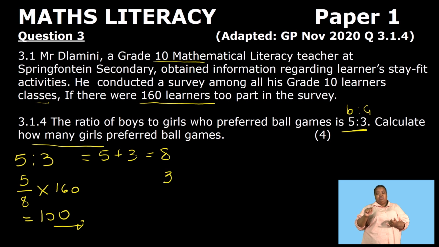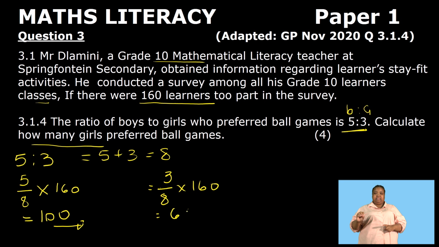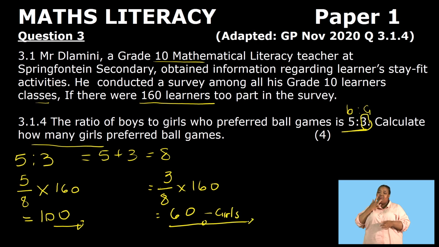We have 3/8, and this is multiplied by the number of learners who took part in the survey. So having 3/8 multiplied by 160, it will give us 60. So the question was, calculate how many girls preferred ball games, and the ratio was given to us as boys to girls. So meaning this will be the ratio for girls. So it means we had 60 girls who preferred ball games.